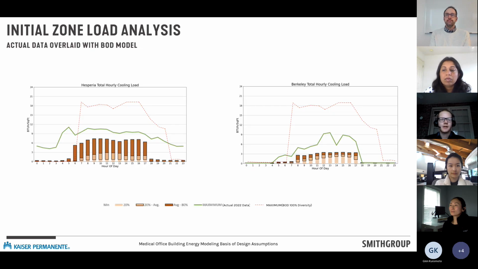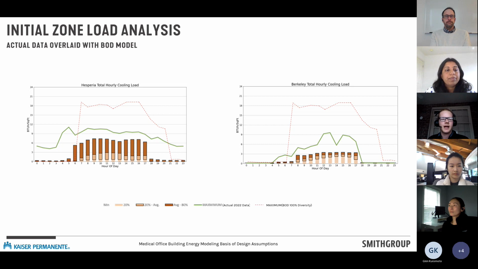So as Justin Travis alluded to at the beginning, one of our main issues is comparing the basis of design cooling loads to our actual data. And so we can see here, based on the basis of design that Kaiser gave us at the start of the project, we recreated that with our actual data using the same style of chart. And so here's that chart for both Berkeley and Hesperia, and you can see the green line is the maximum values that either of those medical office buildings saw throughout the year, as well as a couple different intervals: minimum to 20th percentile, 20th to average, average to 80th.